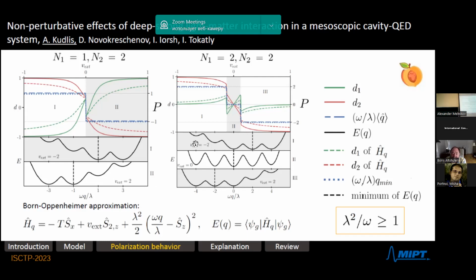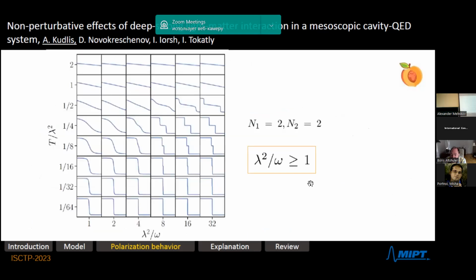We should mark that this kind of behavior can be observed only when the system parameters satisfy the following condition. And we've decided to plot some kind of diagram where on the axis we've written the values of some dimensionless combination of system parameters, and we see some region where this quantized behavior of total polarization is observed.